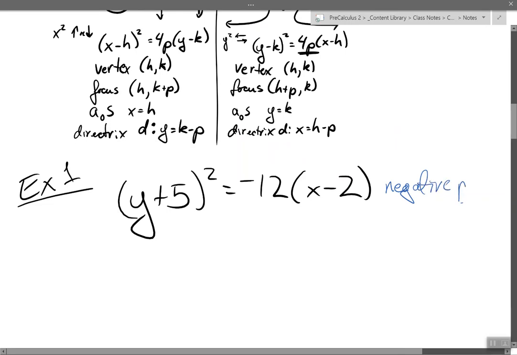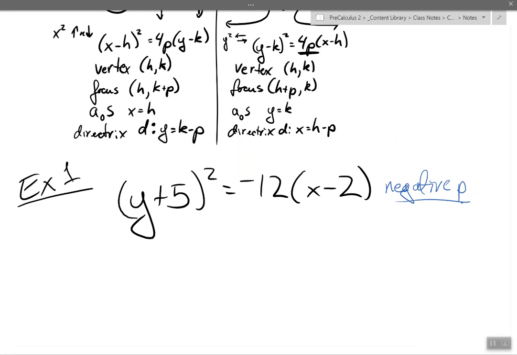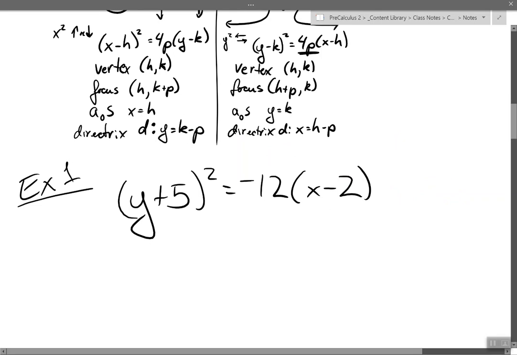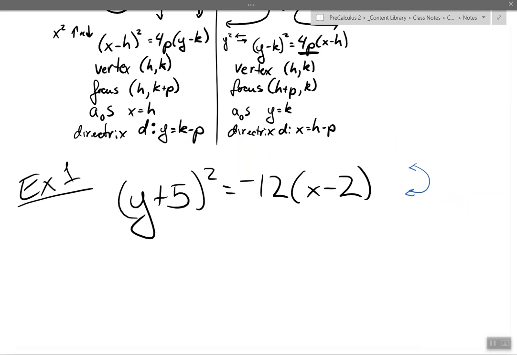So we have a negative p-value, which means our parabola is going to open in a negative direction, so left. We've narrowed it down, it is opening to the left. So whenever we do all this graphing, our parabola should eventually look like that. Okay, so now we need to start taking pieces of information off of this equation.